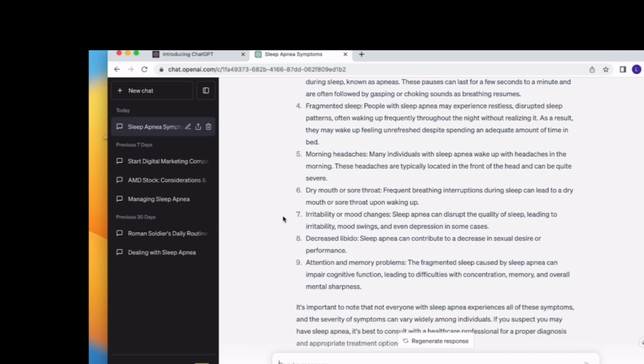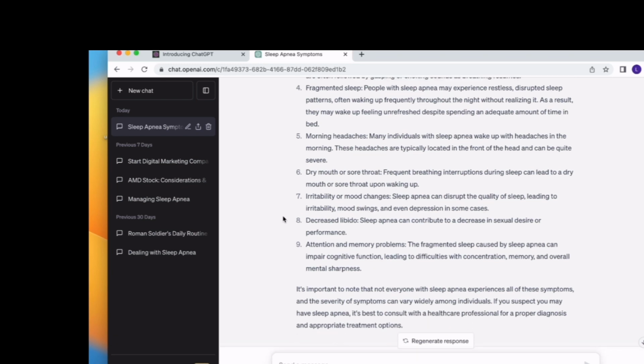Number 6, dry mouth, sore throat. Frequent breathing interruptions during sleep can lead to dry mouth or sore throat upon waking up. If you have these symptoms, it could be sleep apnea. Irritability or mood changes on number 7. Says sleep apnea can disrupt the quality of sleep, leading to irritability, mood swings, and even depression in some cases.